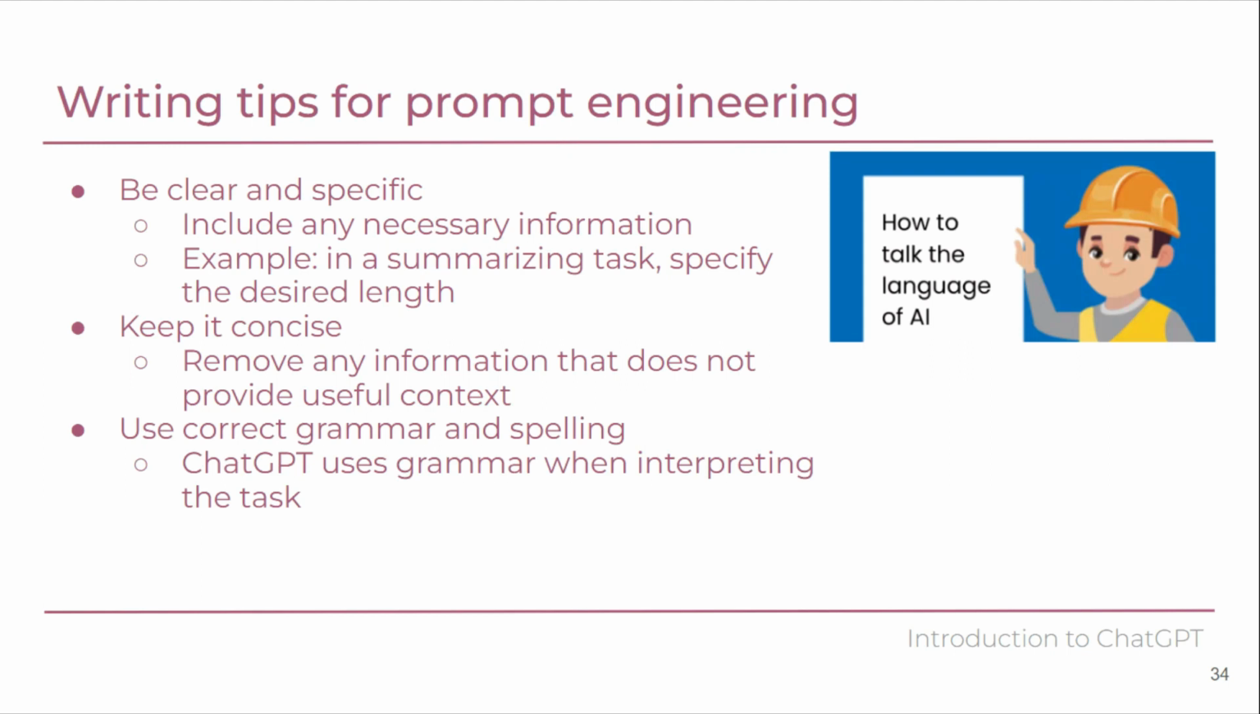This means removing any unnecessary information or linguistic frills that don't provide extra context for the task at hand. These extras will only dilute the important information and keywords. Finally, use correct grammar and spelling in prompts. ChatGPT uses grammar to interpret the task, so make sure to include it in all the right places.